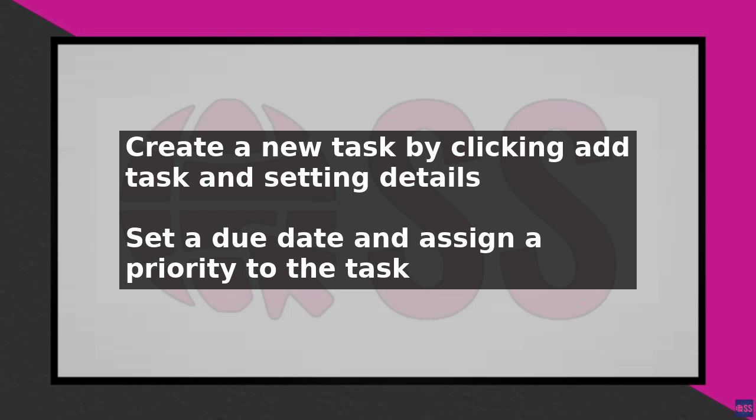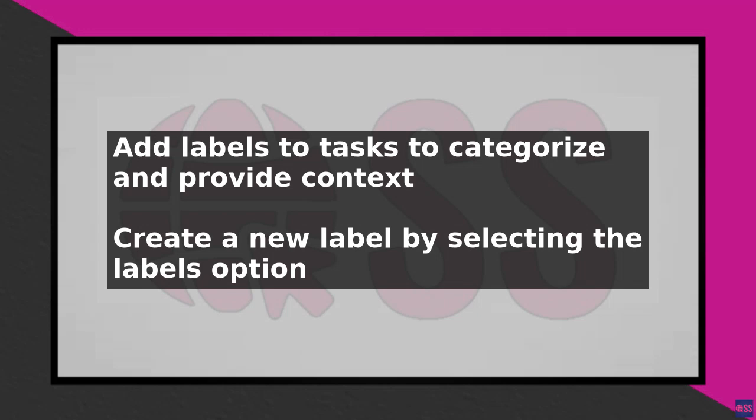To create a new task, click on the Add Task option and give your task a name and description. You can also set a due date, assign a priority, and set reminders. Additionally, you have the option to add labels to your task, which can be used to categorize and provide context to the task. For example, you can create a label called Read to indicate that the task requires someone to read and review the information.